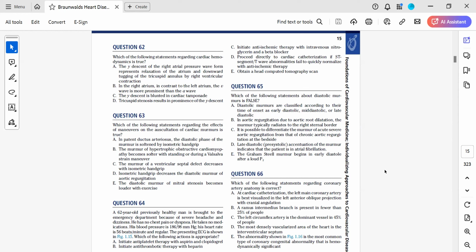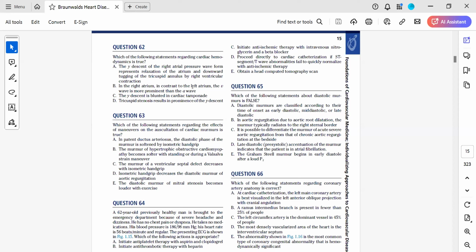Then D, tricuspid stenosis results in prominence of the Y descent. If there's tricuspid stenosis, that means there is reduced filling of the ventricle, so this is not likely to be true. It cannot increase the prominence of the Y descent. Definitely, I think the correct option will be option C. Yeah, I think I agree with you on that.